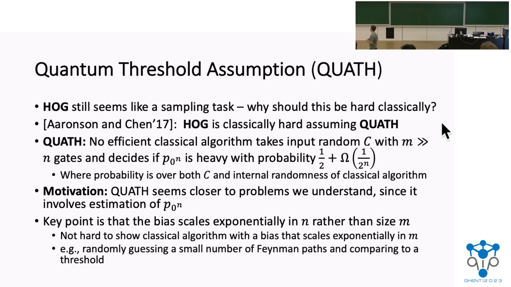One way to do this is to take the Feynman path integral. There's an exponential number of paths in the size of the circuit, m. If you randomly guess a small number of Feynman paths and then compare it to some threshold, you can show that this algorithm works to falsify QUATH, but it achieves bias 1 over 2 to the m, rather than 1 over 2 to the n. And the whole reason we might believe this is true is because 1 over 2 to the n seems like something where there's no obvious algorithm. Okay?